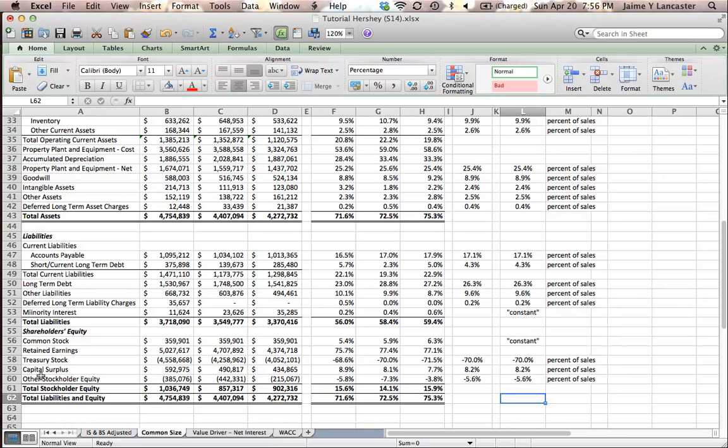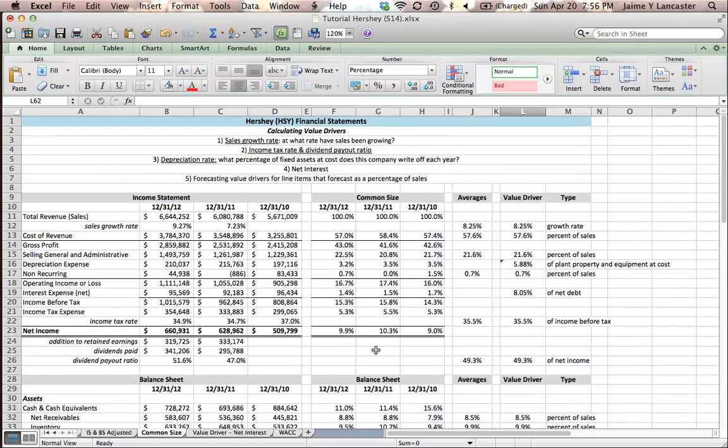Finance is a lot more creative than accounting. We're doing a lot of estimating, a lot of educated guessing. No answer that we come up with is going to be right. We'll have a right method and a wrong method, but the value driver that we choose isn't necessarily going to be right or wrong. So that's the rest of our value drivers.